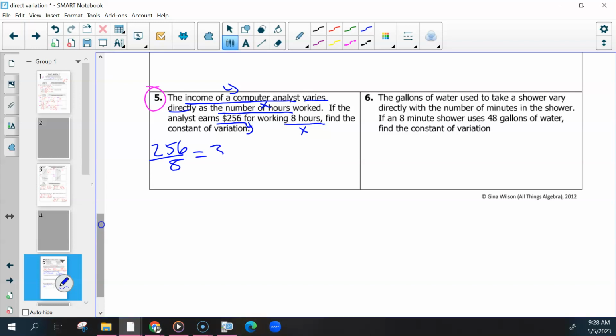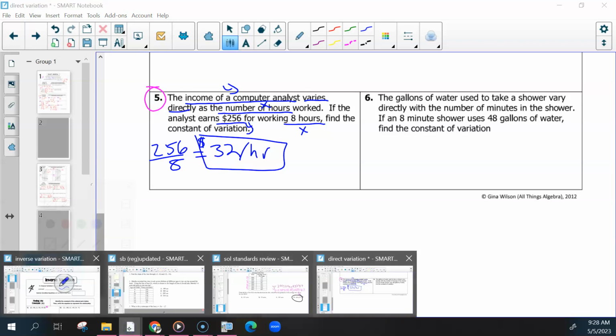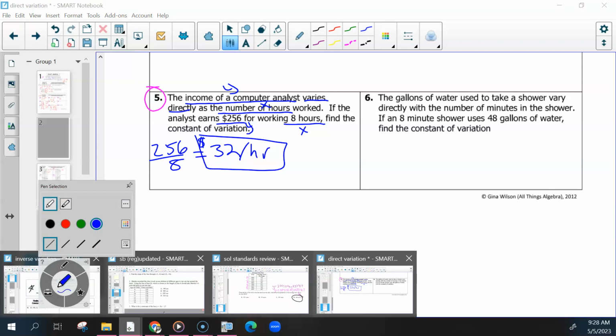$32, and this would be dollars per hour. Okay, so pay attention to what the question is asking, because you may not have to do a bunch of work. Now that we know all the direct stuff, inverse is basically the opposite. So go on to inverse. It was $2.56 divided by 8, and it was $32 per hour.